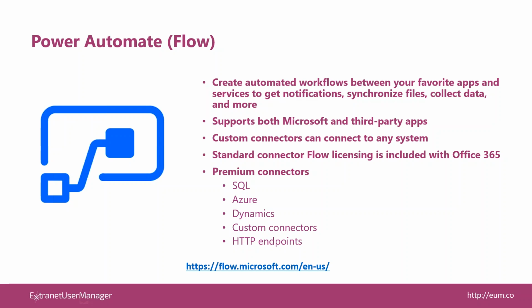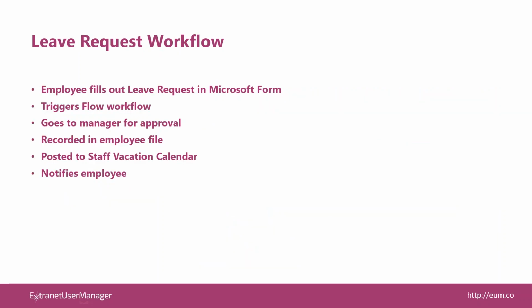And the ability to post from Microsoft Form into a Flow, that's the standard, and all the other things that we're doing in there, the approvals, the emails, that's all pretty standard as well. Basically the way it works is you fill out the form in Microsoft Form, that triggers the Flow, it goes to the manager for approval, gets recorded in the employee file. When it's approved, it's posted to the vacation calendar, and a notification goes back to the employee. So let's actually go through that scenario live together.